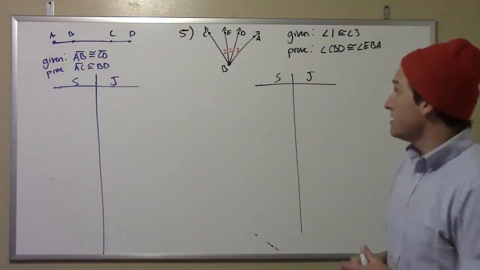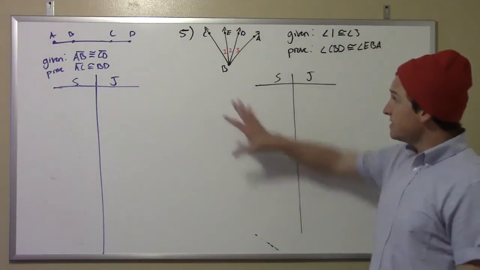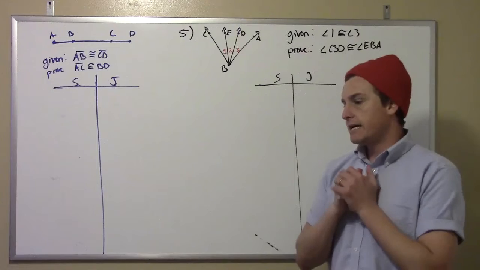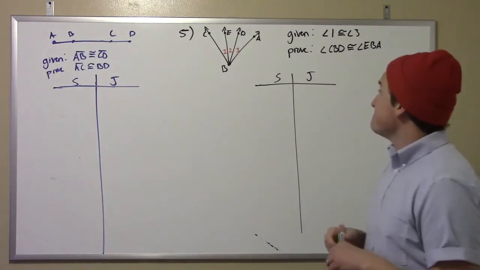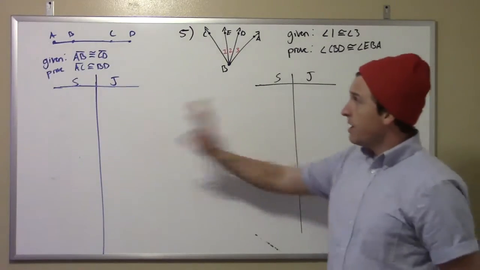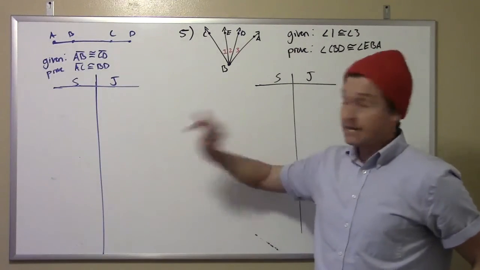All right, here we go. So what we got here, this is number 5 in your homework, the angle proofs homework. We're going to go through this one here together, but what I wanted to do is put up a very, very similar segment proof.